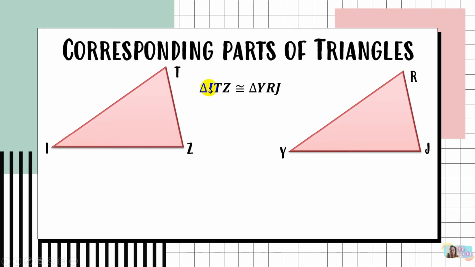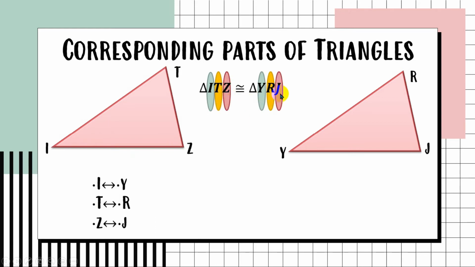How? We have here point I, and its corresponding point is Y. And those corresponding parts are equal or congruent, because they come from 2 congruent triangles. We have point T and point R. Point T from the first triangle and point R from the second triangle are corresponding. Again, when parts are corresponding and come from congruent triangles, they are also congruent. And then, we have point Z, which corresponds to point J. Again, since the names of the triangles are given, we found the corresponding points.